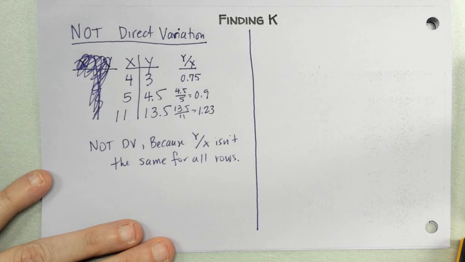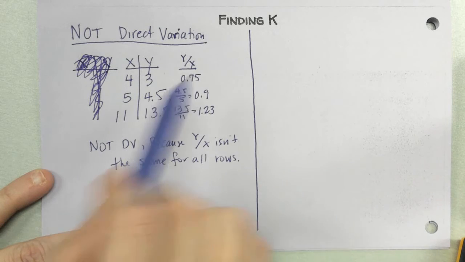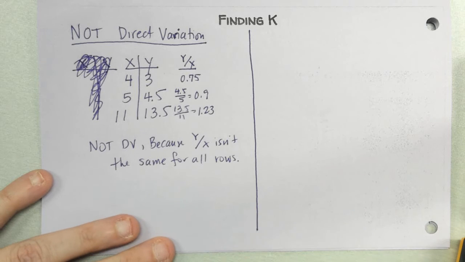It's kind of a jerk move, right? But that's what they do. They do it with linear, too, and linear's rate of change is even more complicated. Okay, so that's why this one isn't direct variation, because y over x isn't the same for all rows. Okay? Questions about that? We okay with that?